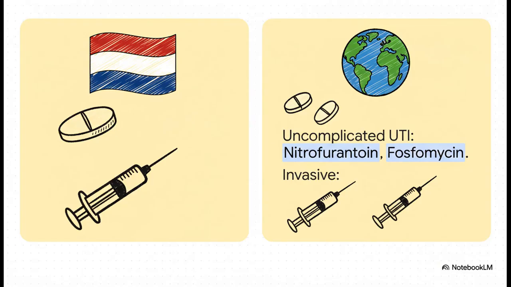So what should we use? Let's look at a quick comparison between, say, the Dutch guidelines and broader international ones. You'll see a common theme, a heavy reliance on beta-lactams like penicillin and amoxicillin. For simple UTIs, nitrofurantoin is a great choice. You'll also see international guidelines bringing in options like fosfomycin, and for more serious invasive disease, ceftriaxone is often preferred because it has much easier dosing.